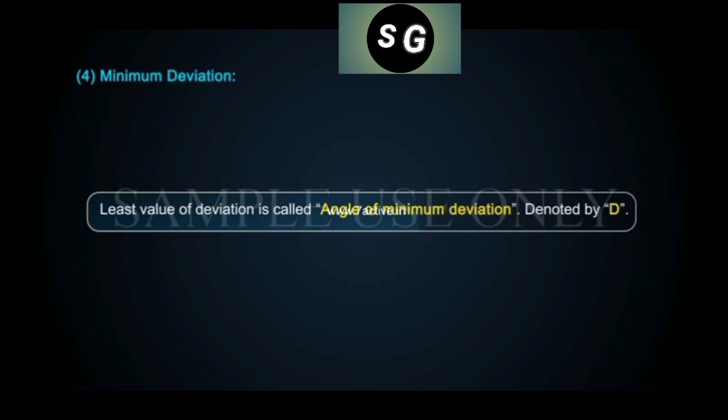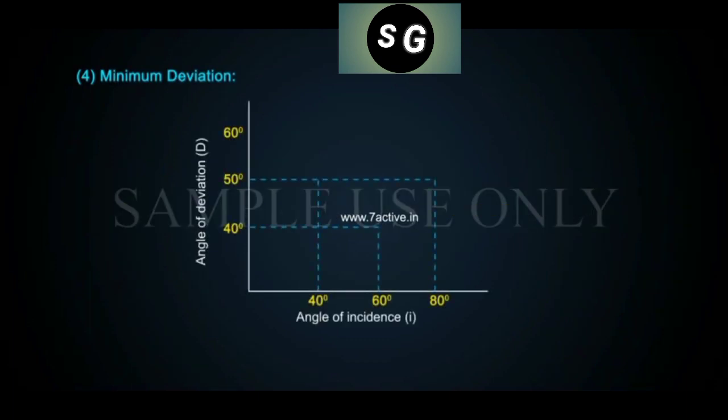Angle of incidence versus angle of deviation curve. When the angle of incidence is increased, firstly the deviation decreases, becomes minimum, and then increases. This is called the minimum deviation.